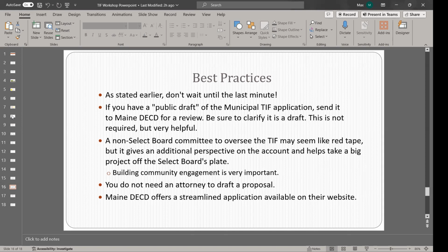If you have a quote unquote public draft of the municipal TIF application, you can still send it to the Maine DECD ahead of time for review. Obviously, note that it is a draft, that it is still going to public for a vote.